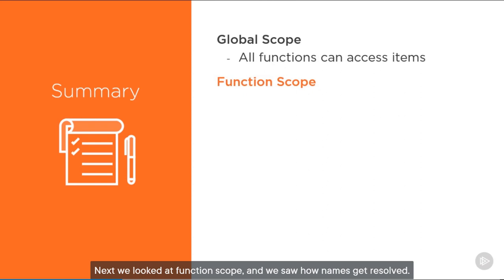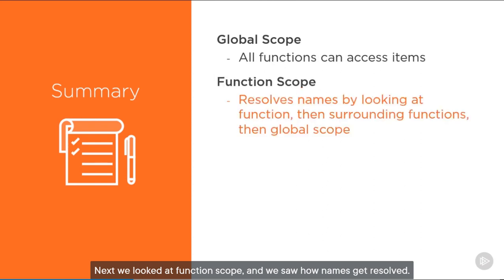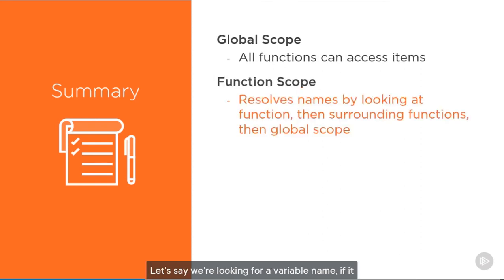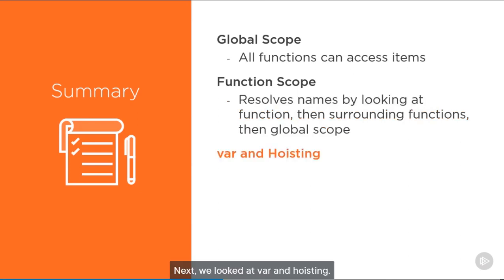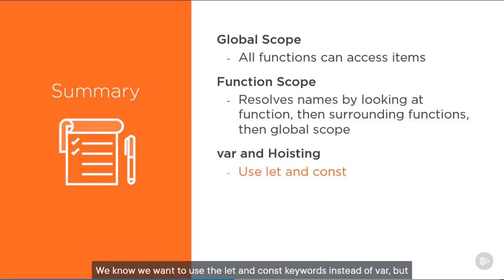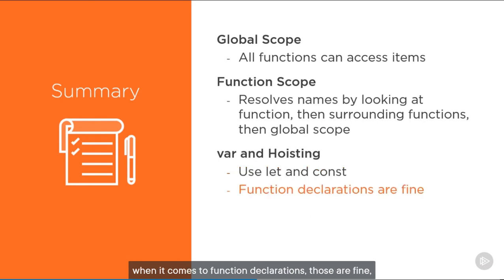Next, we looked at function scope, and we saw how names get resolved. Let's say we're looking for a variable name. If it doesn't exist in that function, it looks in the next surrounding function, and then in that function's surrounding function, and so on, up until you reach the global scope. If it doesn't find the variable name anywhere, it's an error. Next, we looked at var and hoisting. We know we want to use the let and const keywords instead of var. But when it comes to function declarations, those are fine. They get hoisted, but there's no problem with that.